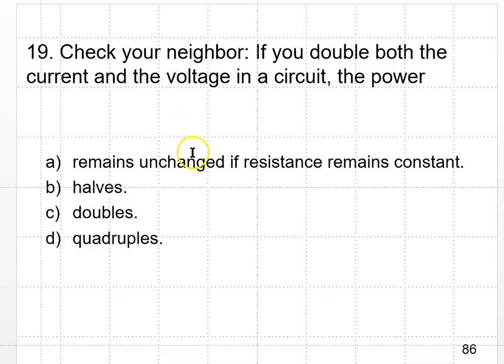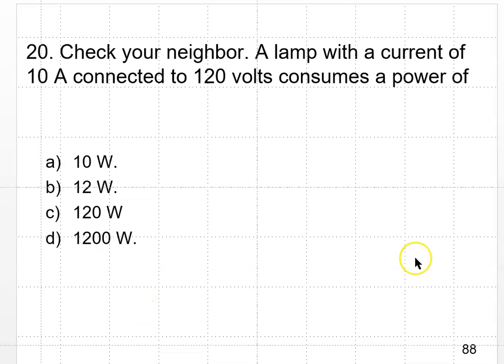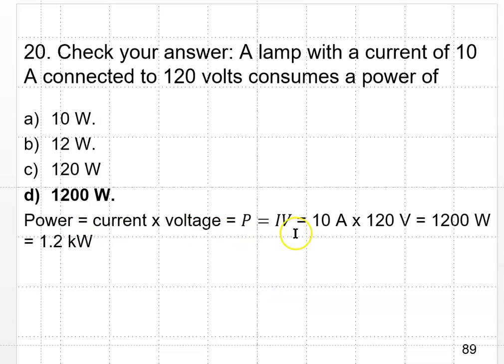If you double both the current and voltage in a circuit, the power will quadruple. Power is current times voltage. If you double both, 2 times 2 is 4. A lamp with a current of 10 amps connected to 120 volts consumes power. Power is current times voltage. So 10 amps times 120 volts is 1200 watts or 1.2 kilowatts.